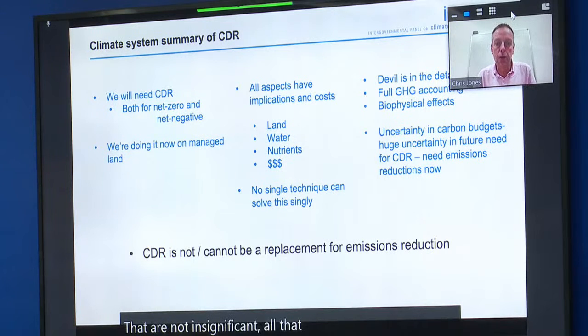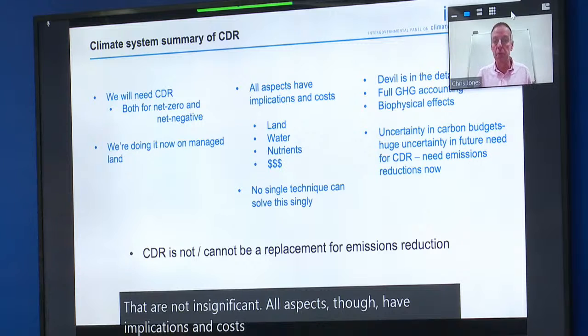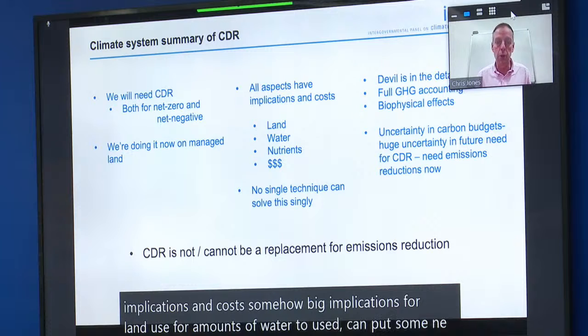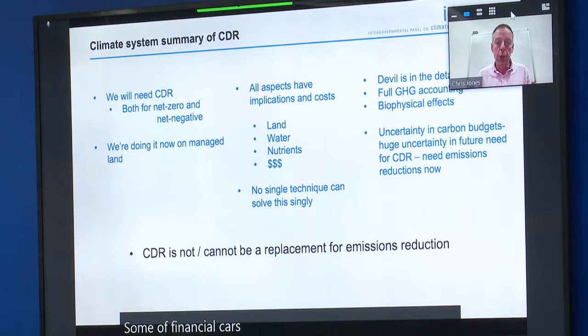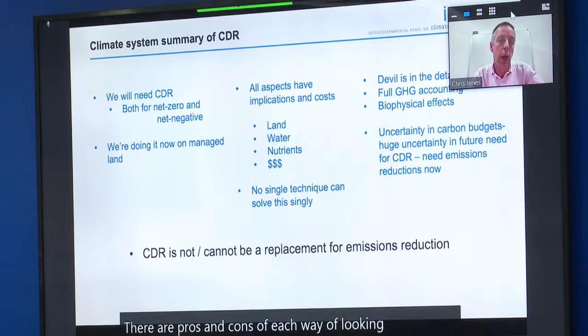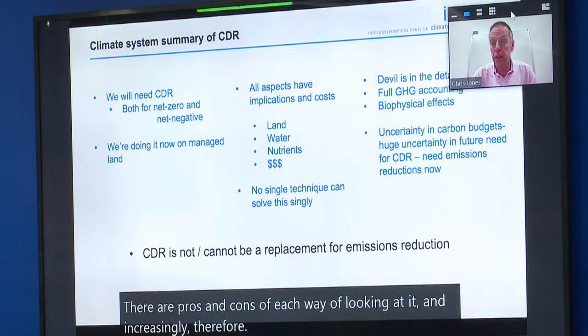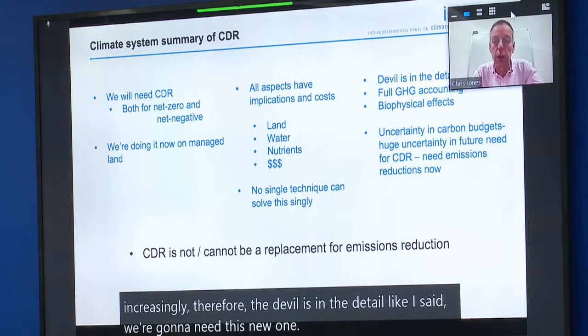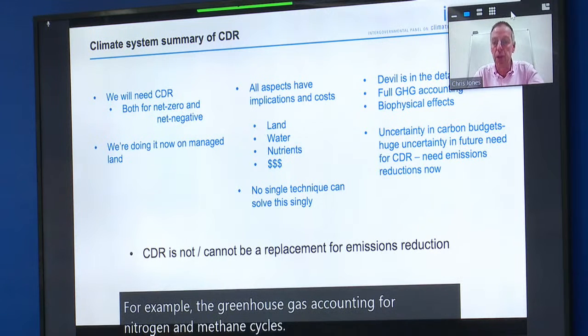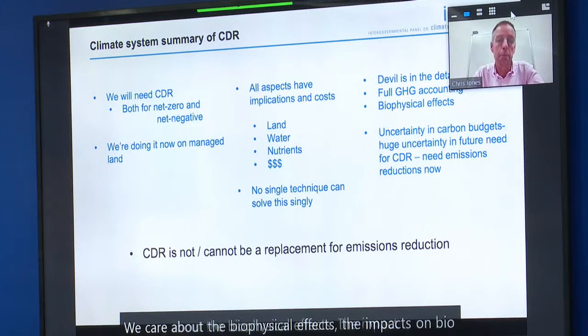All aspects, though, have implications and costs. Some have big implications for land use, for amounts of water used, impacts on nutrient cycles, some have financial costs. So we know that no single technique can solve this on its own. There are pros and cons of each way of looking at it. And increasingly, therefore, the devil is in the detail. Like I said, we're going to need this nuanced discussion around some of the implications of all of these techniques. For example, the greenhouse gas accounting for nitrogen and methane cycles. We care about the biophysical effects, the impacts on biodiversity.